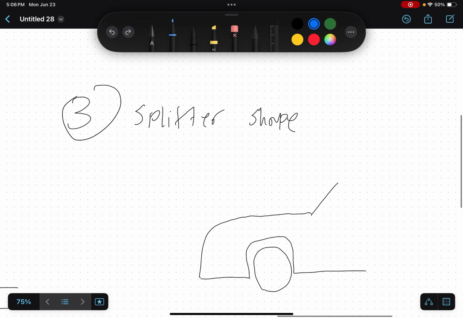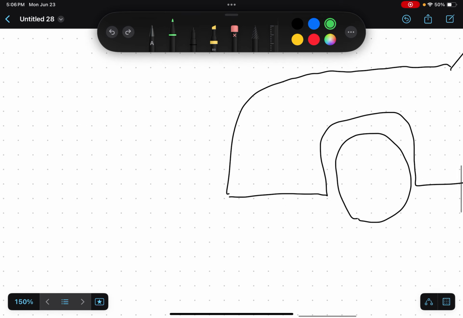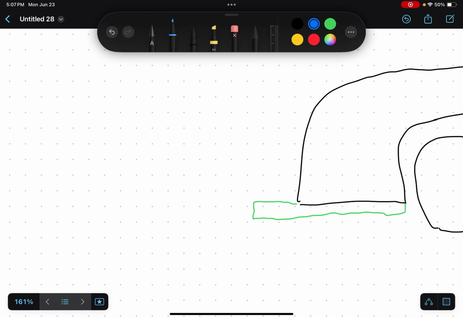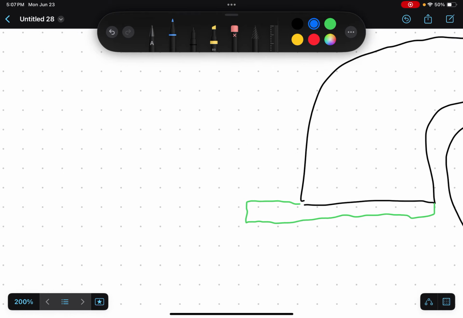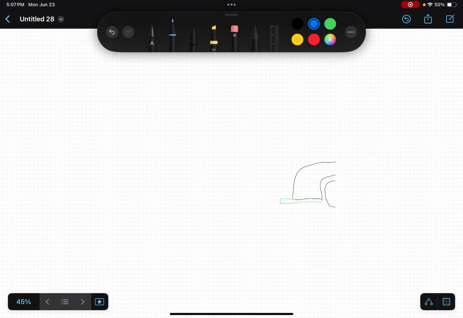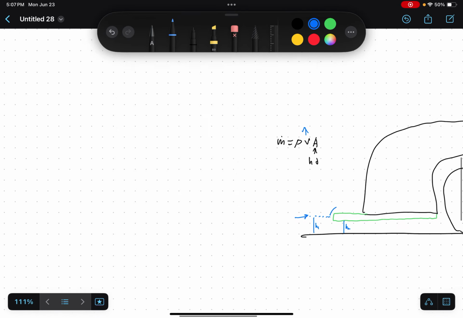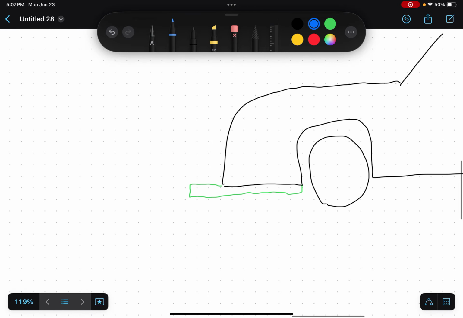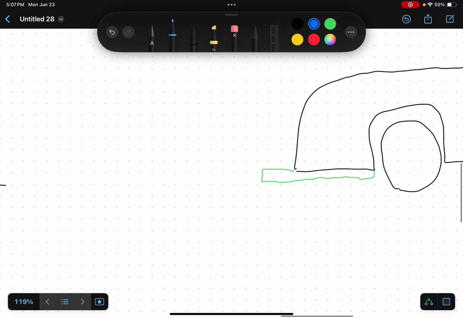Point 3, splitter shape. A lot of people, and for good reason, because it's cheap, just use rectangular front splitters. So the front is rectangular, not rounded or wing shaped or anything. That does still accomplish both of the effects we just talked about, point 1 and point 2, but it will increase the drag associated with the front splitter, which is not good.